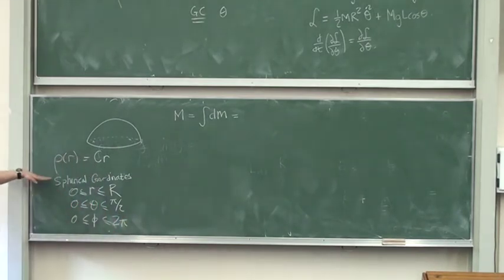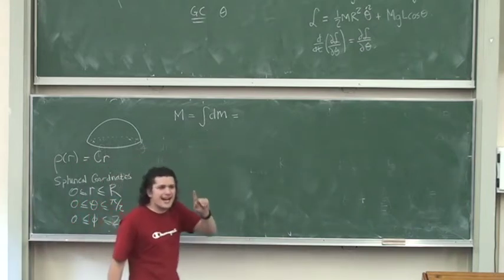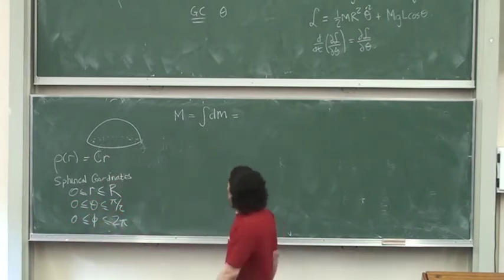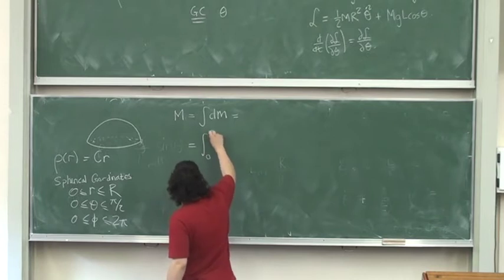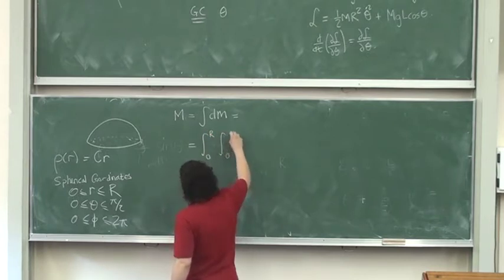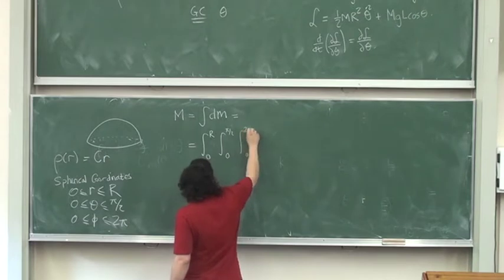Okay, so we've chosen the coordinate system, we've chosen the intervals. We still haven't fully answered what the integral means. Well, actually we have. We fully answered what the integral means. So this looks like integral 0 to r, integral 0 to pi by 2, integral 0 to pi.